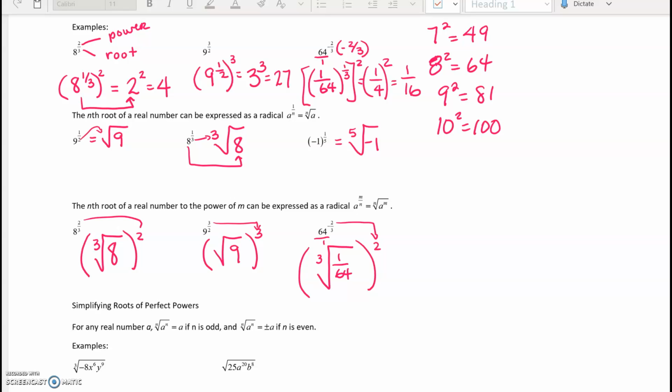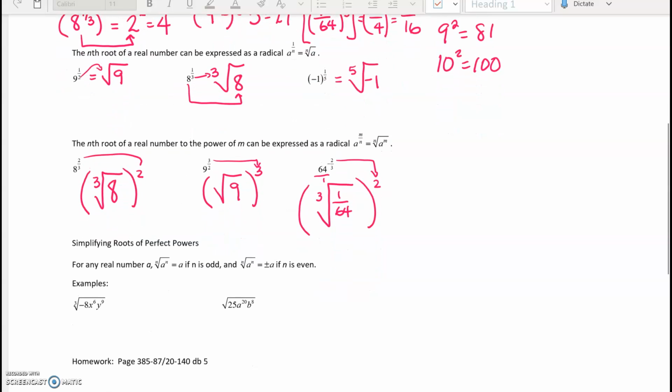Simplifying roots of perfect powers. What I mean by that is that everything inside this radical can be written as a cube. Everything inside this radical can be written as a perfect square. So for this problem, first thing I'm going to do is take the cube root of -8 times the cube root of x to the 6th and the cube root of y to the 9th.